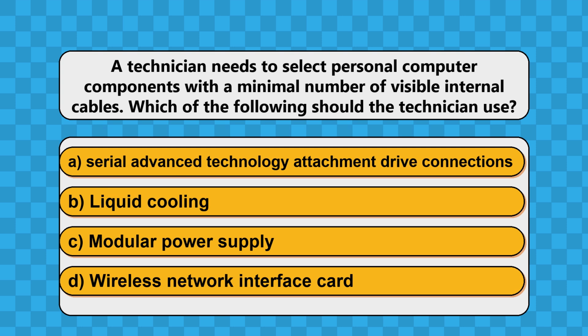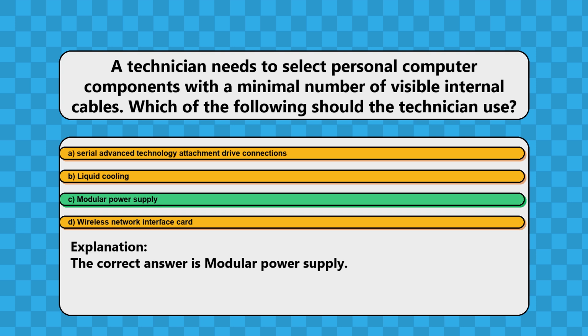Question 61. A technician needs to select personal computer components with a minimal number of visible internal cables. Which of the following should the technician use? Option A, Serial Advanced Technology Attachment Drive Connections. Option B, Liquid Cooling. Option C, Modular Power Supply. Option D, Wireless Network Interface Card. The correct answer is option C, modular power supply.